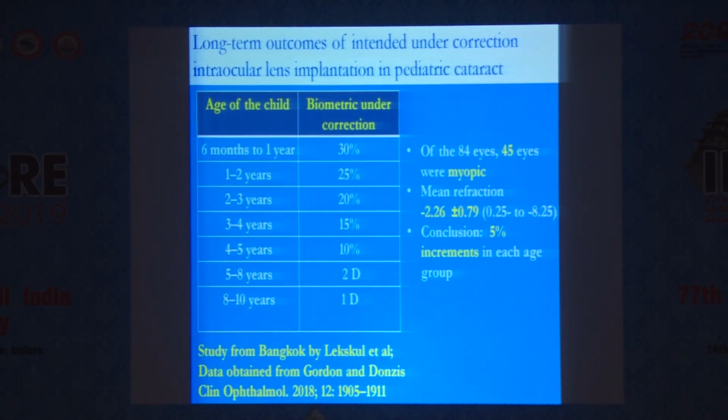So in 2018, a study done from Bangkok by Lexcool et al., published in Clinical Ophthalmology, about the long-term outcome of intended undercorrection, intraocular lens implantation in pediatric eyes. They had made a table of undercorrection based on the Gordon and Donzel's prediction on the axial length growth and keratometry reading, starting from 6 months of age to 10 years of age. In their study, they had found that out of 84 eyes, 45 eyes were myopic, and the mean refraction was minus 2.26 diopter. They concluded that 5% more of increment needs to be added for each group so as to avoid late myopias.